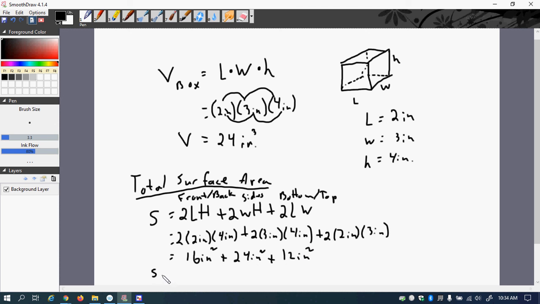So my surface area is to add all these up. 16 and 24, that makes what, 90? Yeah, 90. Nope, I think it's 100. Yep, 100 is wrong, it's 40. Then add another 12 and that is 112. So 112 square inches is what it is. And this is how you calculate the total surface area for a box.